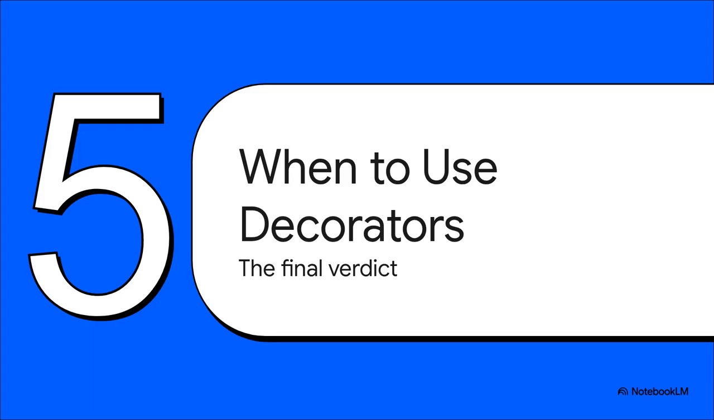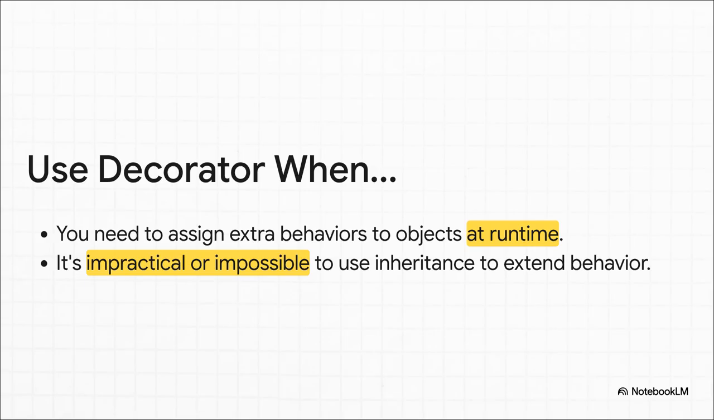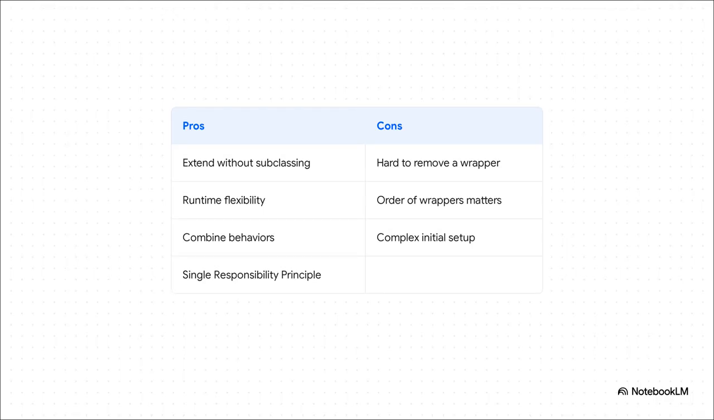You should be thinking about the decorator pattern anytime you need that runtime flexibility. Adding or even removing responsibilities from an object without breaking all the code that uses it. It's also a fantastic choice when using a subclass just isn't practical. Maybe you're dealing with a final class, or you just need an insane number of subclasses to get the job done. So let's weigh the pros and cons here.